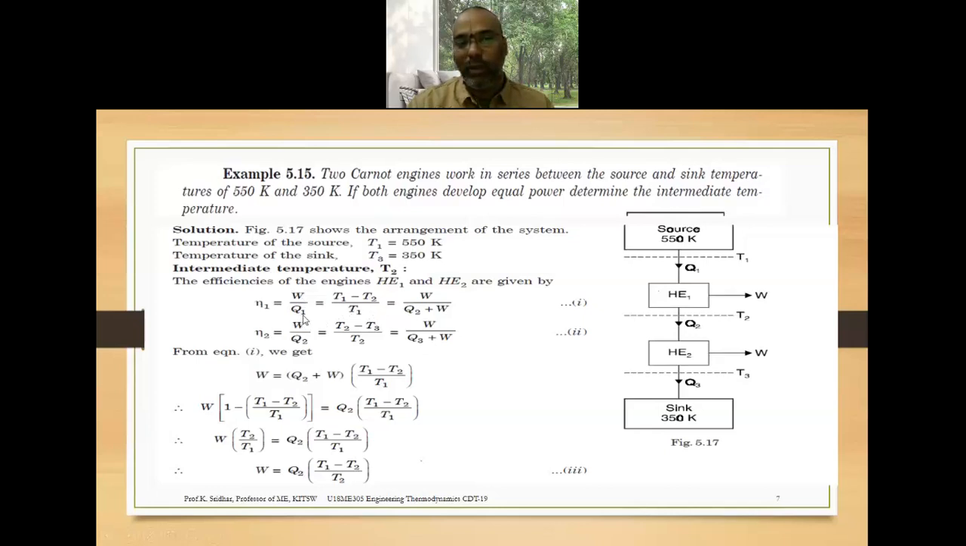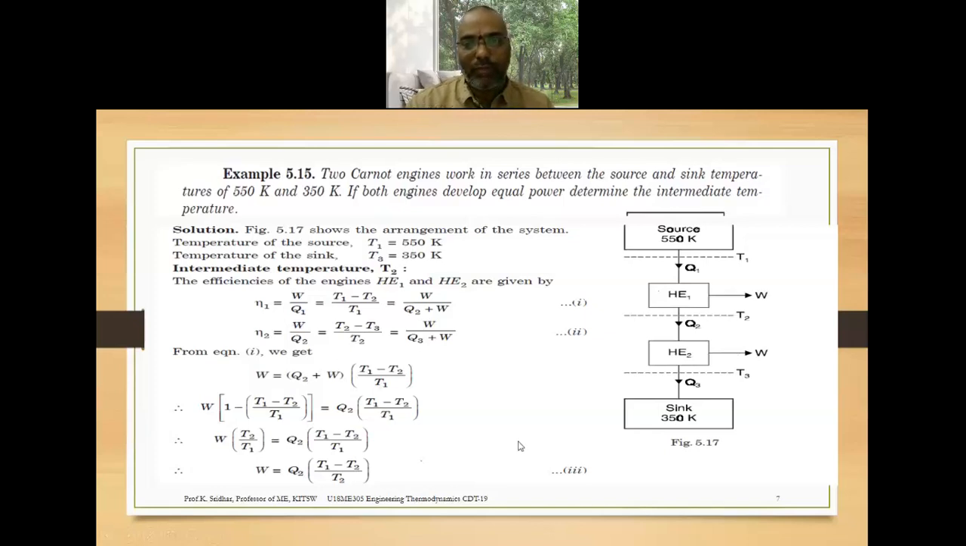And you know that W is nothing but Q1 minus Q2. So Q1 can be written as Q2 plus W. Similarly, write down the efficiency of the second heat engine, that is, T2 minus T3 by T2, because T2 is the source temperature for heat engine 2. So T2 minus T3 by T2 is equivalent to W by Q3 plus W, because here W2 is nothing but Q2 minus Q3. So Q2 is equivalent to Q3 plus W2, or simply W, because W1 is equivalent to W2 is equivalent to W. That is why I am taking W as the common work output from the two heat engines.